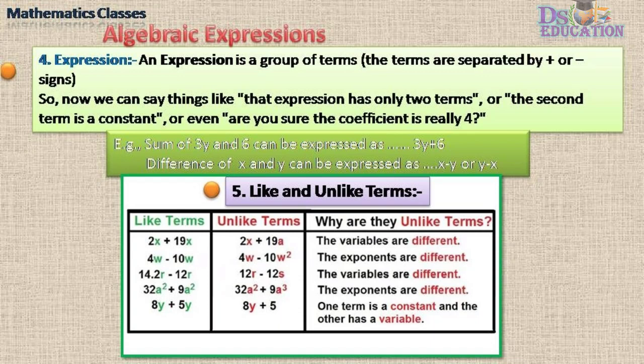Further, if we move to the terms, terms are classified into two categories: like and unlike terms. Like terms can be added and subtracted. Unlike terms you cannot add, you cannot subtract. If you go to the chart, you will understand the conditions of like terms and unlike terms. Got the point? Okay, moving to the next.